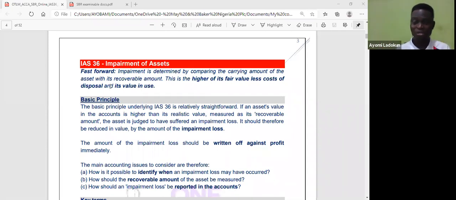And how do I get my carrying amount? I simply look at the cost of the asset and remove accumulated depreciation and accumulated impairment losses. It will be there in the question. Then how do I get my recoverable amount? I will say the higher of fair value less cost to sell, and value in use. So when you look at the question, the examiner might give you the fair value of that asset: what will be the fair value if the entity intends to sell the asset, and what is the cost that will be incurred in selling that asset? That's what they call cost to sell or cost of disposal. So you remove it so that you can get your net selling price.